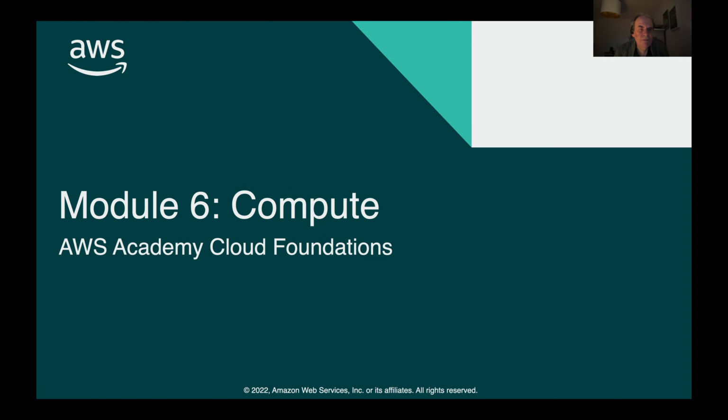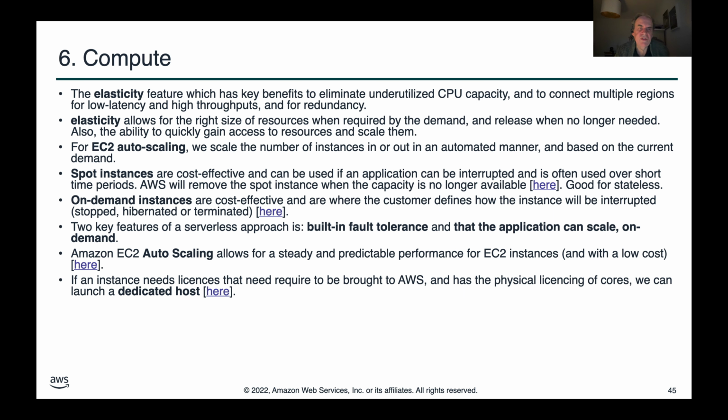Module 6 is compute, and this is where EC2 comes in, and this is where we have elasticity to be able to eliminate underutilized CPU, and also to connect our customers into regions for low latency and high throughput. And also we have redundant infrastructure where if one region was to fail, then it wouldn't affect our provision too much.